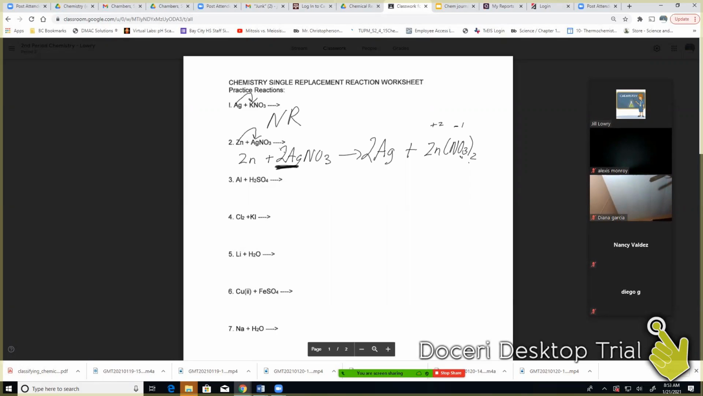Because I put this 2 in front of here because I wanted to have 6 oxygen. 3 times 2 is 6. And when I did that, that made me now have 2 silver. So I had to come back and correct that over there.